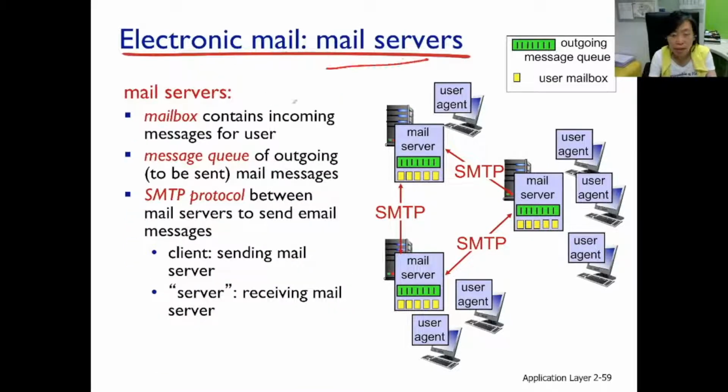Now the mail servers. They have three major components. The mailbox, which contains all the incoming messages per user. So these are the yellow boxes. When emails come in, they will be sorted and then put into the mailboxes depending on who the receivers are. Second component, the message queue. Those are the green queues over here.